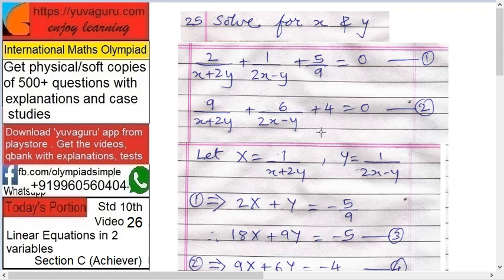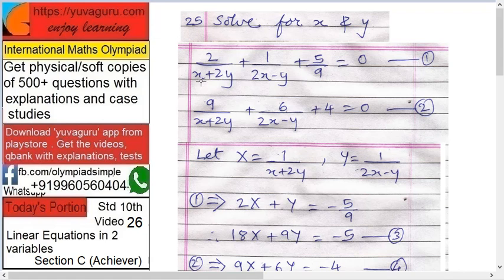Quite a difficult problem. Try it yourself also after this. So what are the equations given? Solve means you have to find the value of x and y. 2 upon x plus 2y plus 1 upon 2x minus y plus 5 upon 9 equals 0. This is equation number 1. And 9 upon x plus 2y plus 6 upon 2x minus y plus 4 equals 0. This is equation number 2. Now we have to solve this.